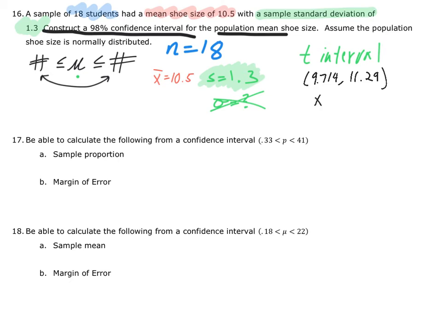And I get that X bar is equal to 10.5. That's good. That matches up exactly what I had. And I get that the standard deviation of the sample is 1.3. That's good. That's exactly what I had. And I get that n is equal to 18. Excellent. So now I've got the output from the calculator.